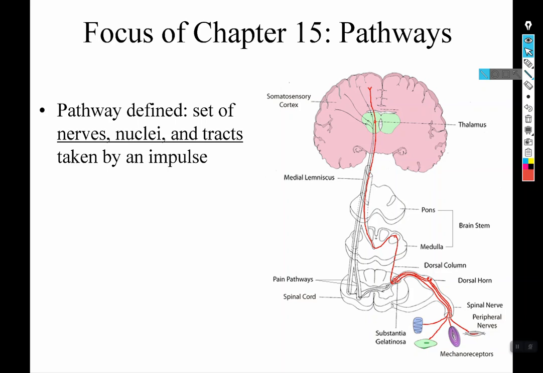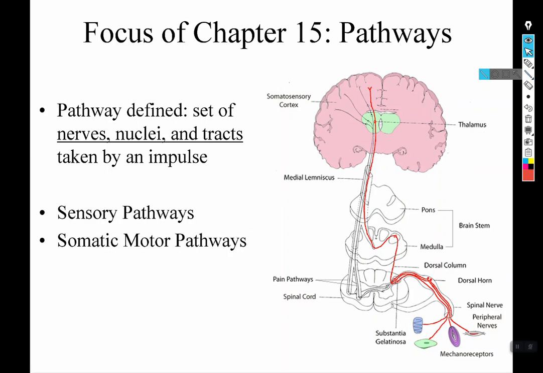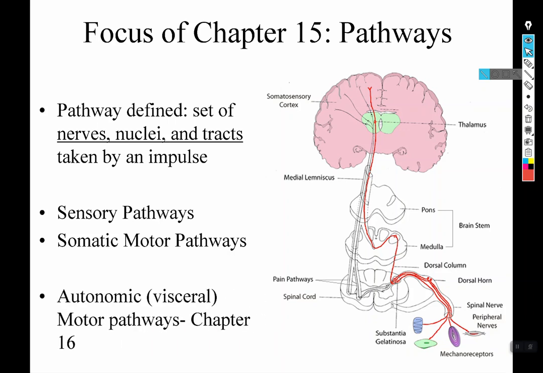nuclei, tracts that an impulse, an action potential, must pass through and be carried along to get to where it's ending up. So this includes both descending and ascending pathways, so both going from the CNS and to the CNS. So we can divide these into sensory pathways and somatic motor pathways.